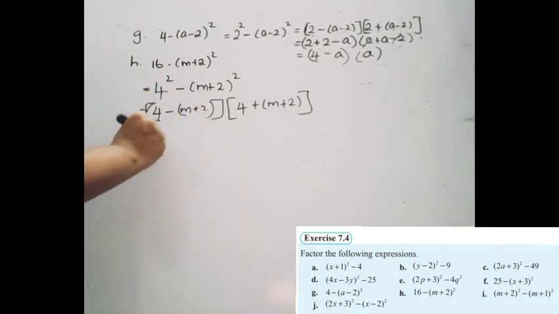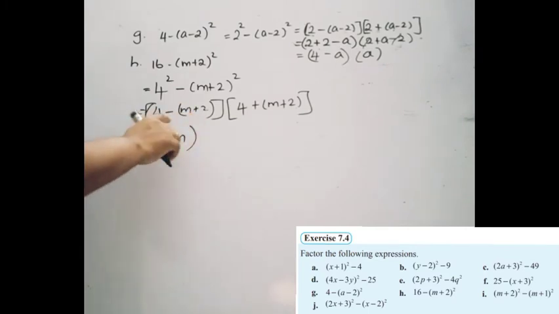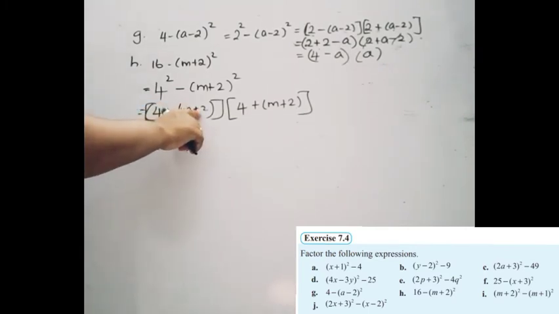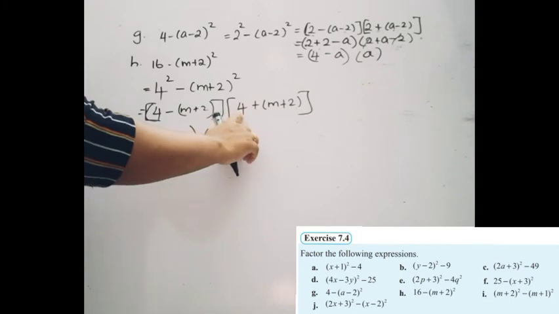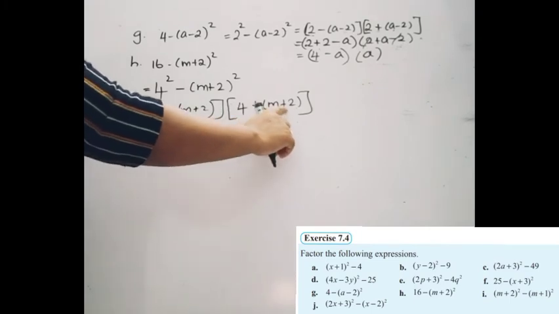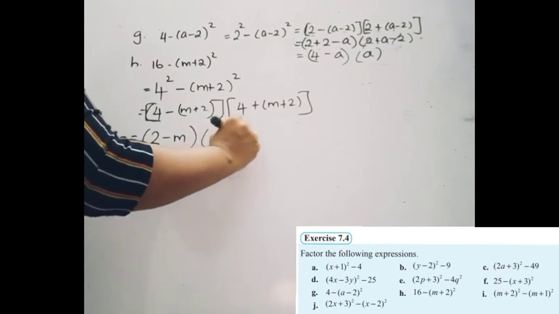4 minus 2 is 2 minus m. Here 4 minus into plus minus 2. So 4 minus 2 is 2. Here minus into plus minus m. On this side 4 plus m plus 2. So 4 plus 2 becomes 6 plus m.